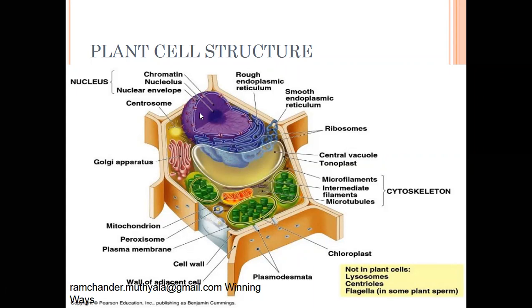In the protoplast, one major important part is the nucleus. The nucleus contains chromatin, nucleolus, nuclear envelope, and nuclear sap. The nucleus function is that it controls the total cell activities. So the nucleus is also called the brain of the cell.